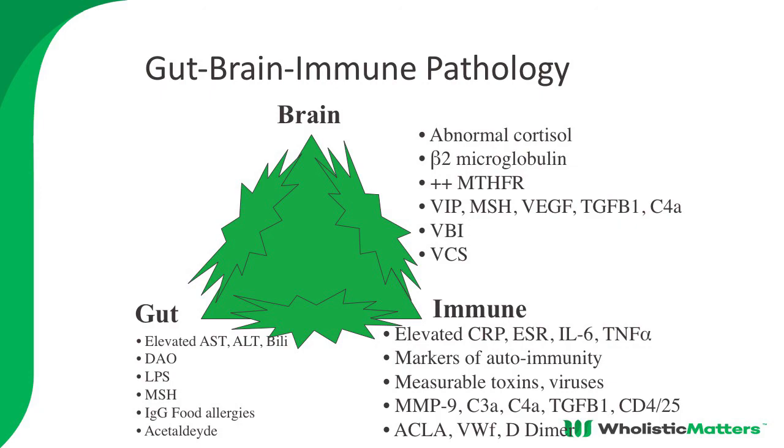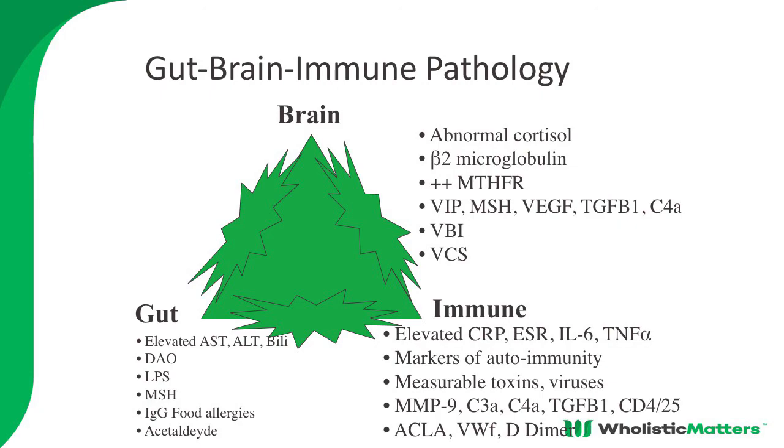Here's all your immune testing. Is it general inflammation? Is it an autoimmune process like a positive ANA or rheumatoid factor? Do they have measurable toxins and viruses like heavy metals and chemicals or bugs? And then what about their innate immune response? MMP9, C3A, C4A, TGF-beta1, anticardiolipin antibodies, von Willebrand's, D-dimer.